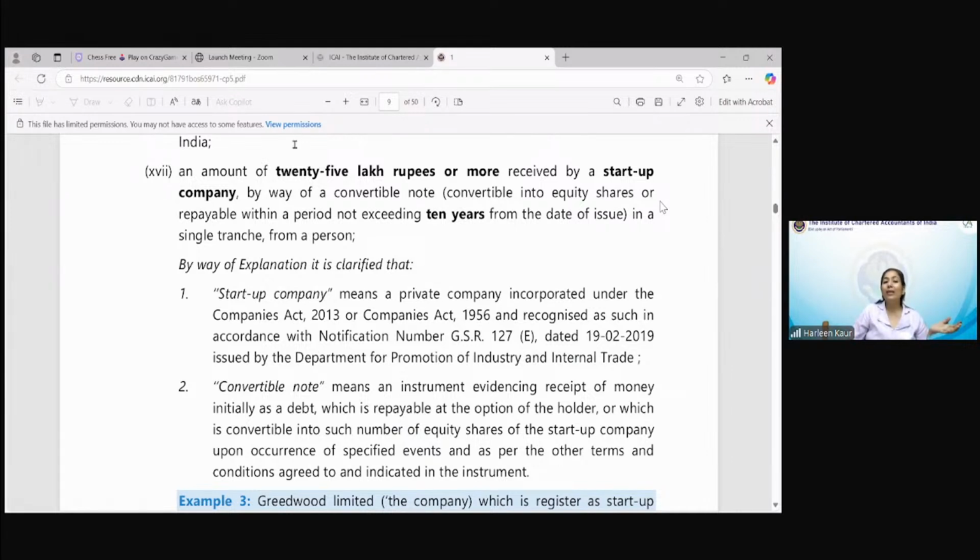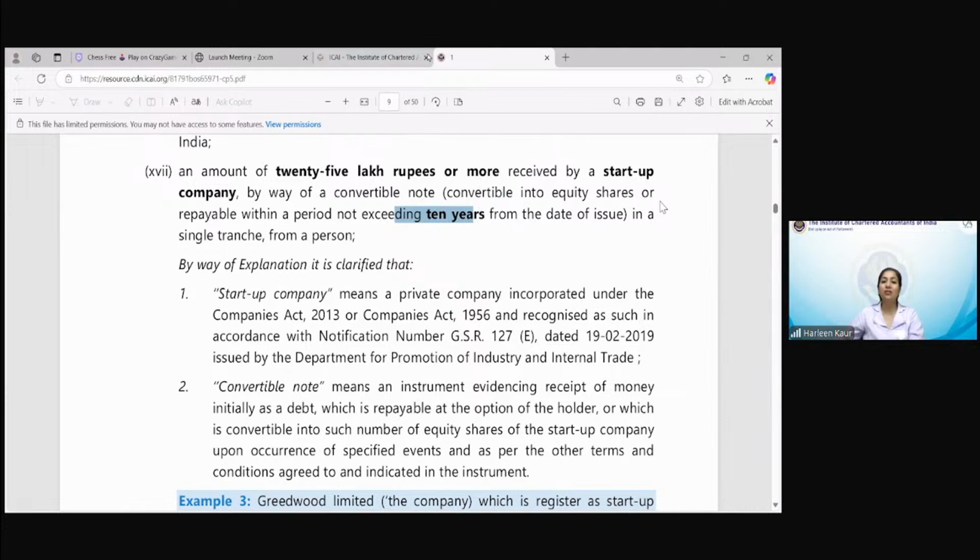So now if 25 lakh or more is received by a startup company and it is by issuing a convertible note which is to be converted into equity shares in a period not exceeding 10 years. So that means within a period of 10 years, you're going to convert it into equity shares. Then this amount will be considered, not considered as a deposit.